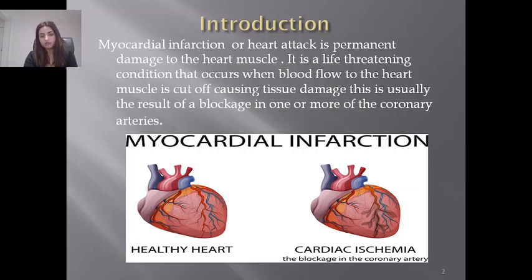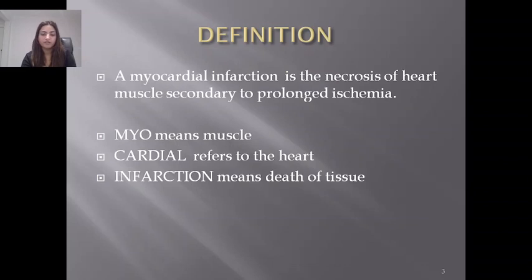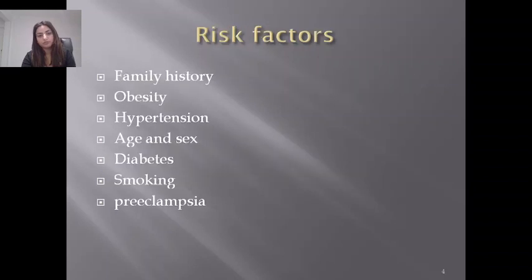As you can see in this picture, there is a healthy heart and a heart with a myocardial infarction. On the other side, the heart with the myocardial infarction is having a cardiac ischemia, that is the blockage in the coronary artery. The definition of myocardial infarction is the necrosis of heart muscle secondary to prolonged ischemia. In the term myocardial infarction, myo means muscle, cardial refers to the heart, and infarction means death of tissue.